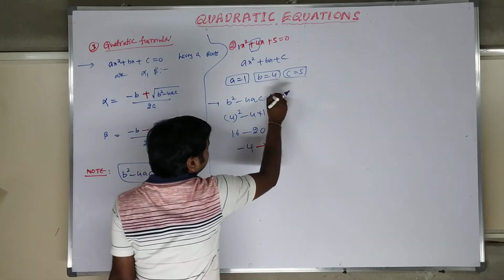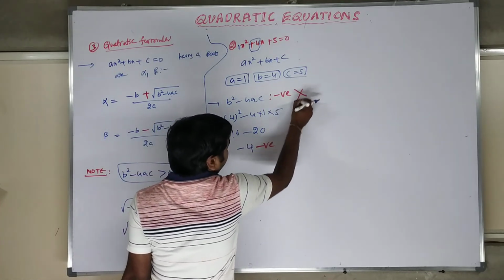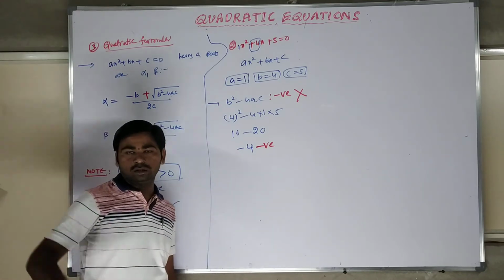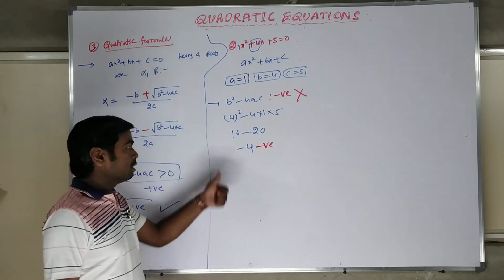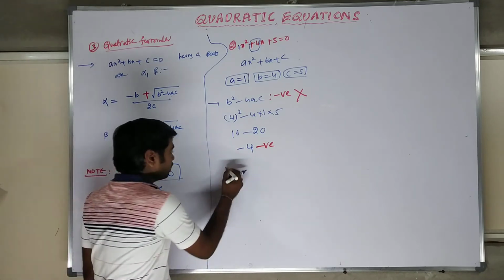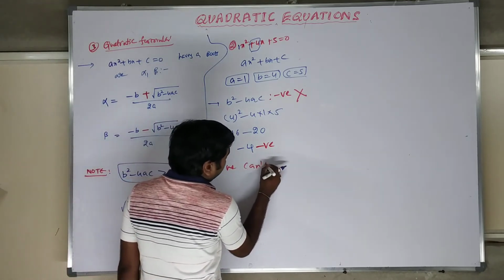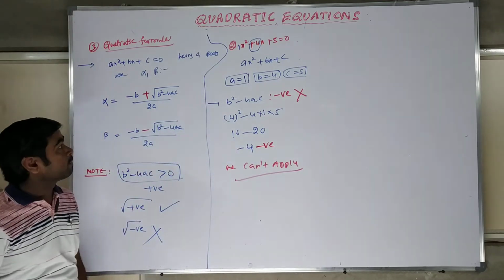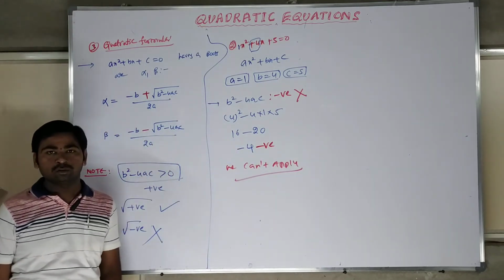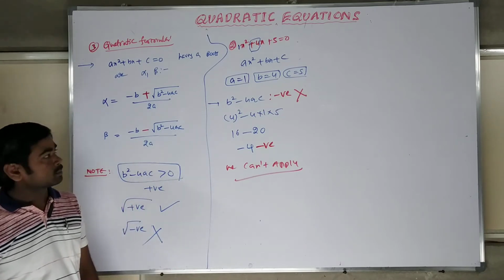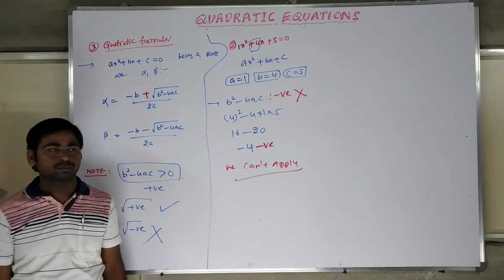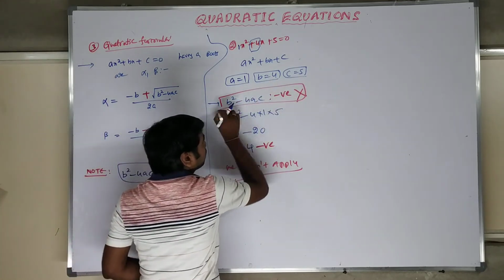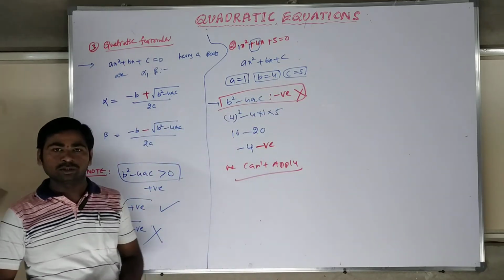When b square minus 4ac is negative, we cannot apply this method. We cannot apply this method up to 10th class. In higher studies we can apply; complex numbers will come. We cannot apply. Stop the process, because it doesn't have any real roots. It goes to complex roots. So please stop. When b square minus 4ac is negative, we cannot apply. Stop the process.